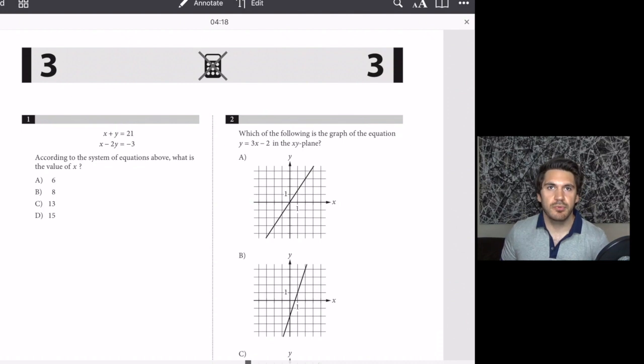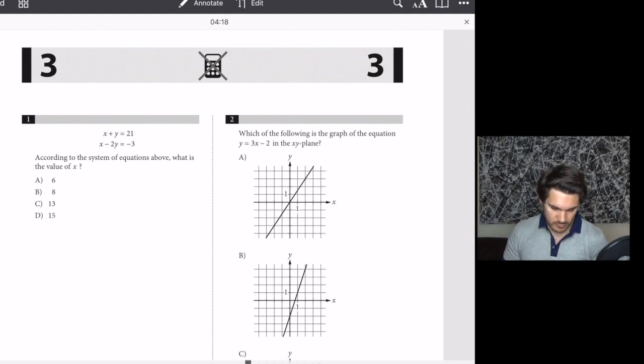Okay, so this is the April 2018 non-calculator section. Let's start with number 1. According to the system of equations above, what is the value of x? We've got two equations, a system of equations, and two variables. So all we really need to do is solve one equation for one variable and plug it into the other equation, and you are good to go.